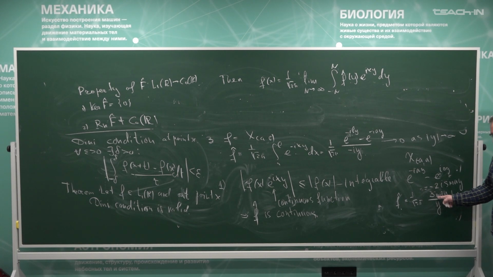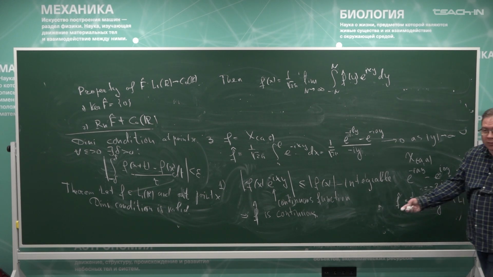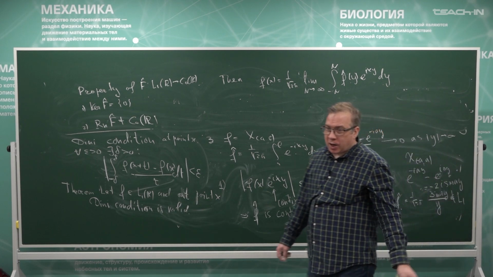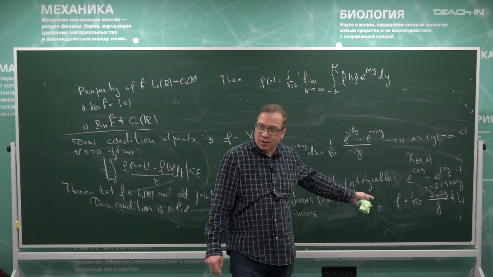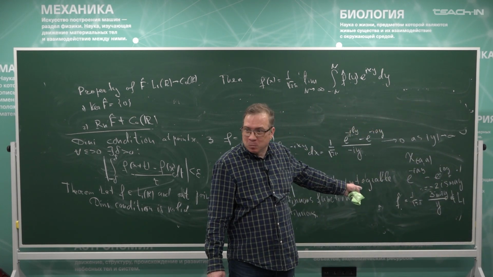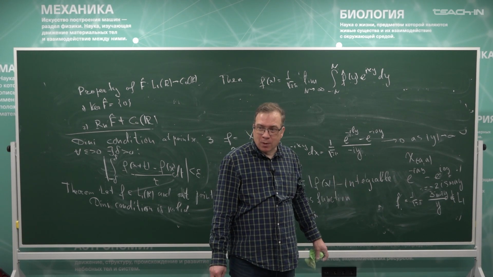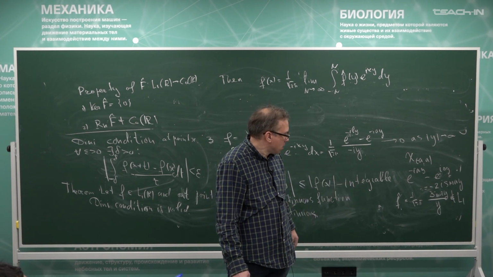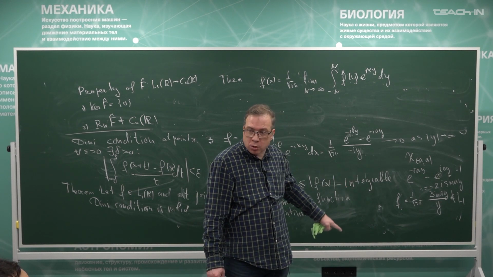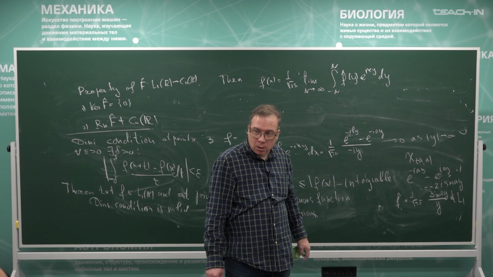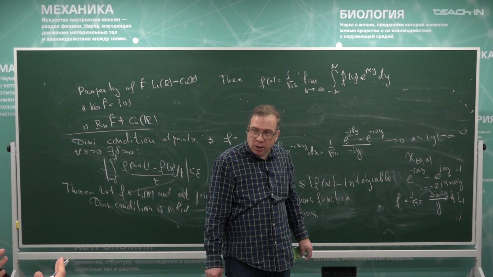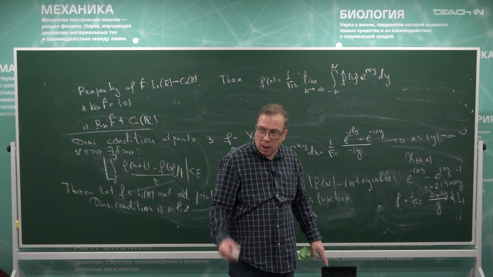Because the absolute value of sine divided by y, only to the first power, is not an integrable function. You can't calculate the inverse Fourier transform of this function. L1 consists of functions integrable on the whole real axis in absolute values.